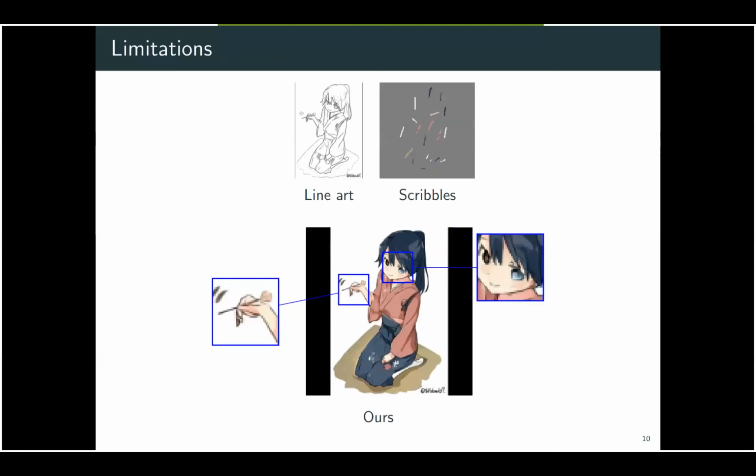Obviously, our proposal has some limitations as well. As we can see, when the liner presents different structures in the eyes, so the right eye and the left eye are quite different in the liner, the network tends to colorize them in different ways. Obviously, it would be solved if we add some scribbles in this specific part of the eyes.